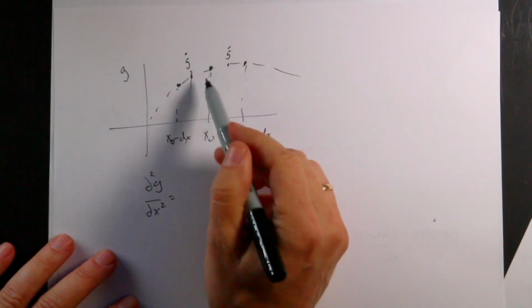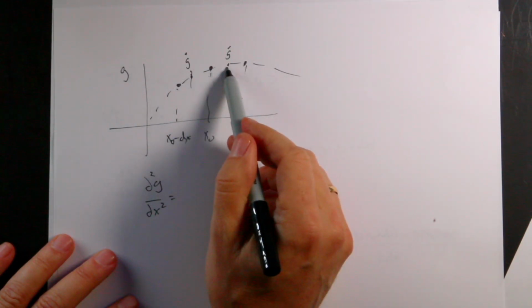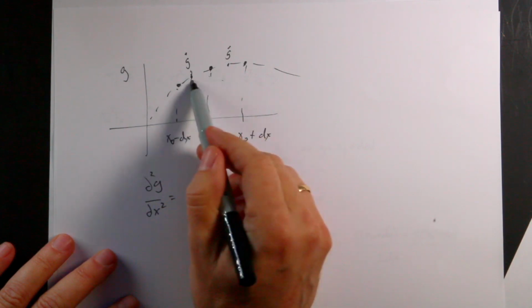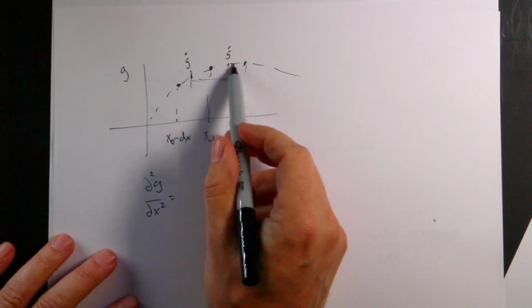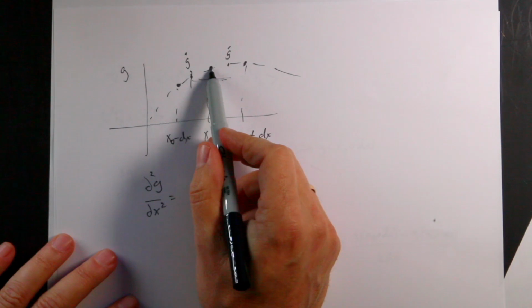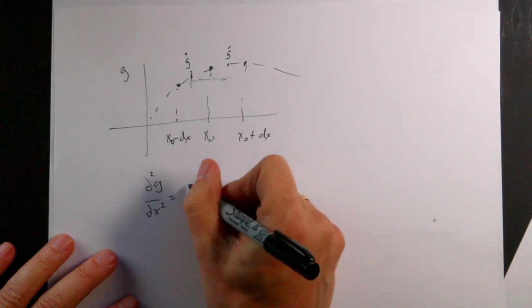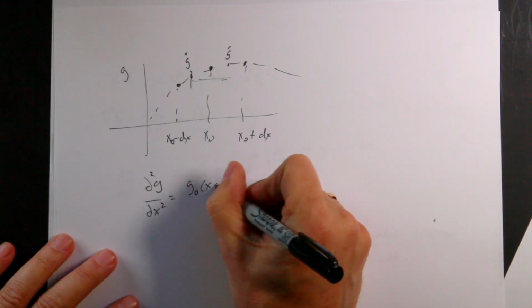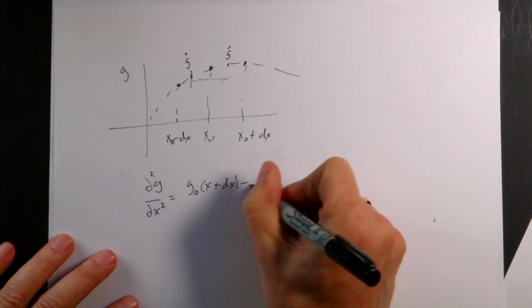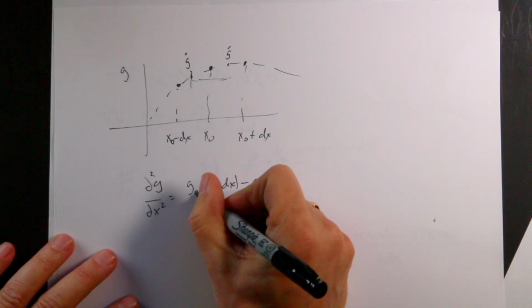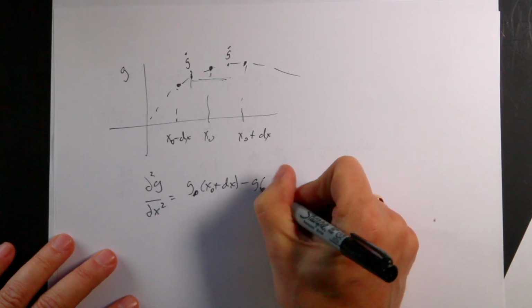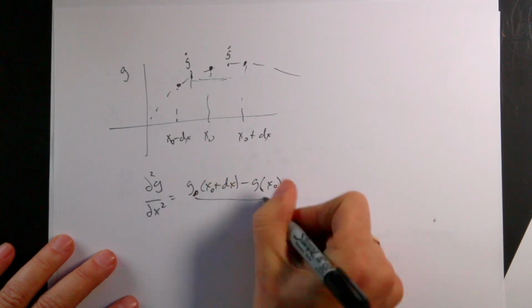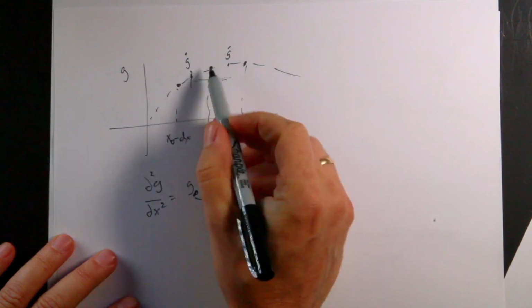Instead of using one ahead and one behind, I'm going to do it in the middle point, right? Because then this distance right here is delta x. So the slope right there, based on this and that, is going to be equal to g of x0 plus dx minus g of x0, all over dx, right? Because that's how far this is.